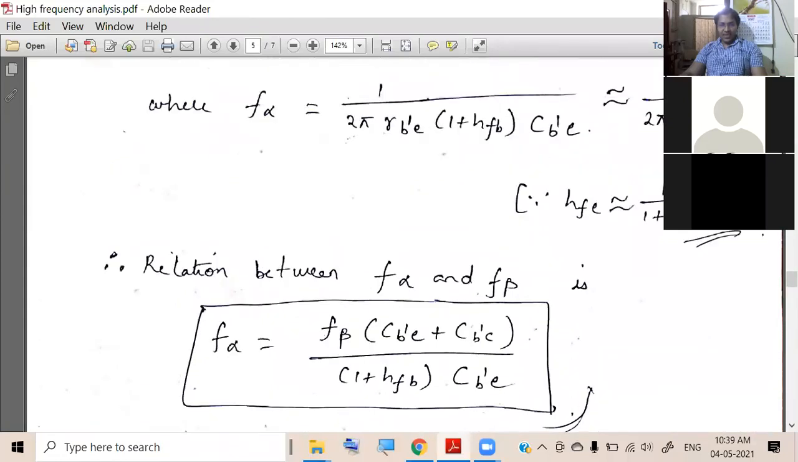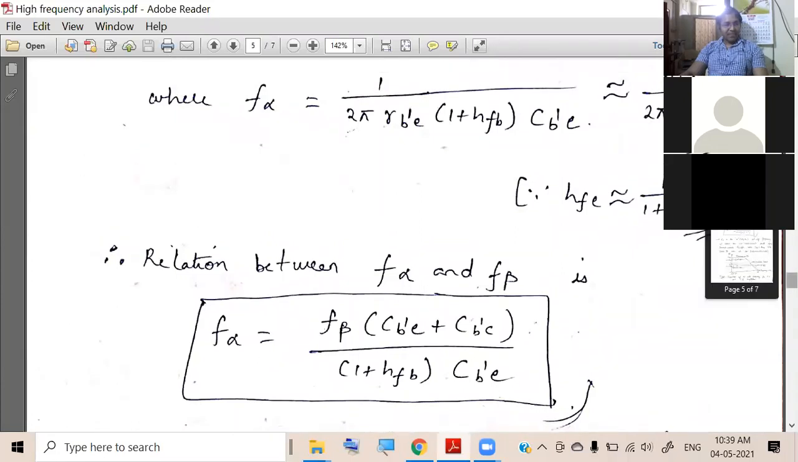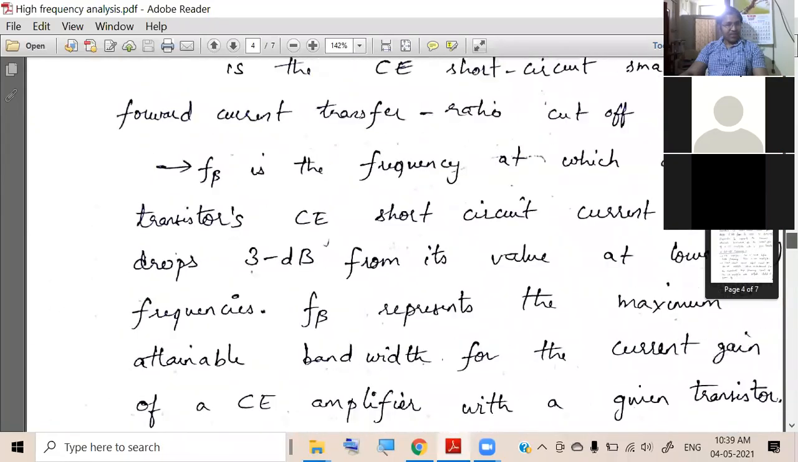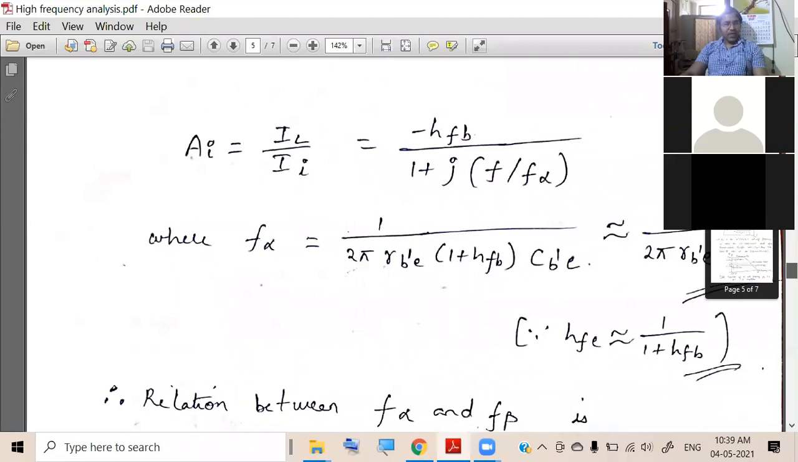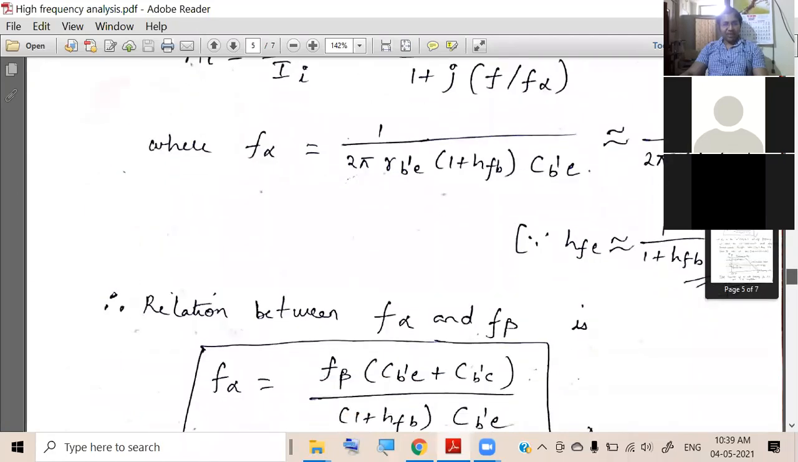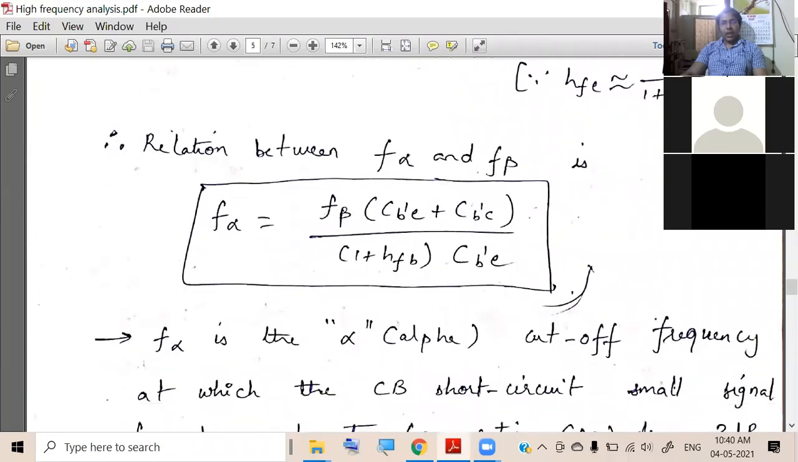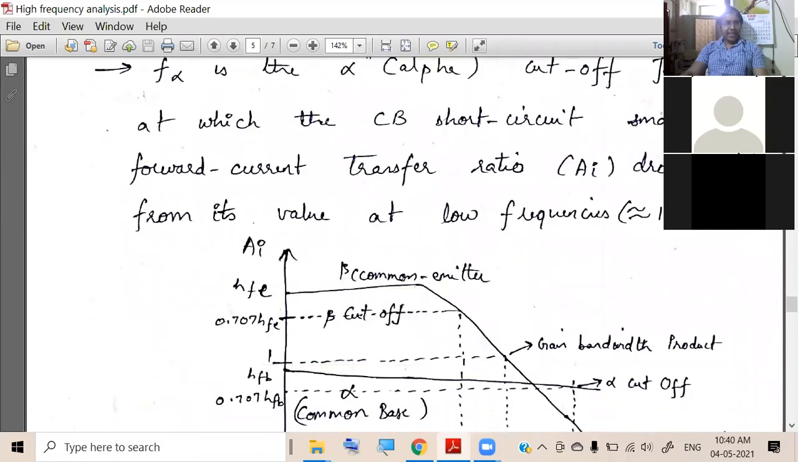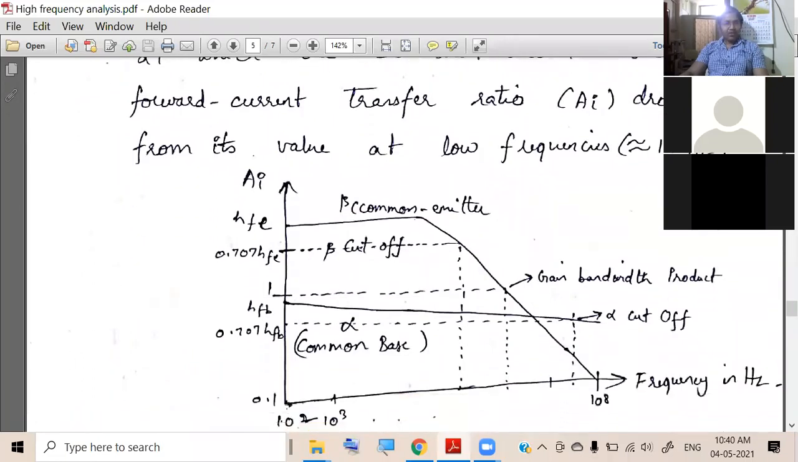Then what we did is, see here. If we consider f alpha, this is the expression for f alpha, and this is the expression for f beta. Both have 1 by 2 pi rb'e common. So eliminating the common factor, we can obtain the relation between f alpha and f beta. Simple math. This is the relation between f alpha and f beta. Then, what do we mean by f alpha? Cutoff frequency. Now we have discussed that.